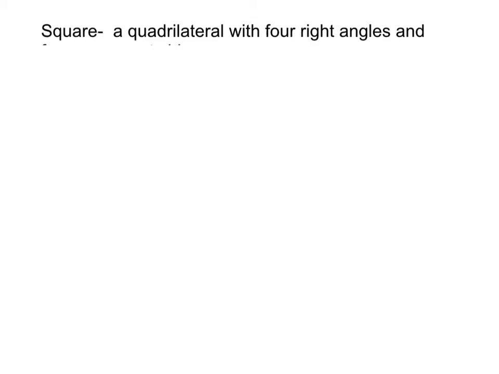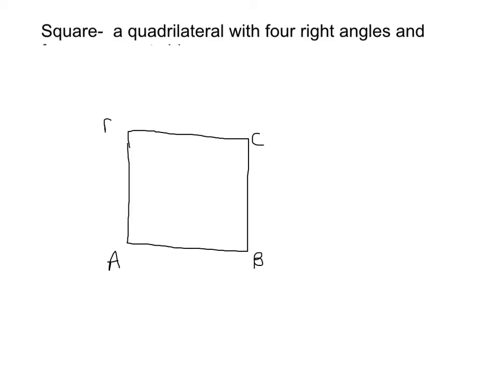Of course you know what a square is, but for a formal definition, it is a quadrilateral with 4 right angles and 4 congruent sides. So of course you know what one looks like, but we have a square as such, and we can call this square ABCD. Now we know it's a square because we have all sides congruent, and the part that most people forget about is that we have 4 right angles.